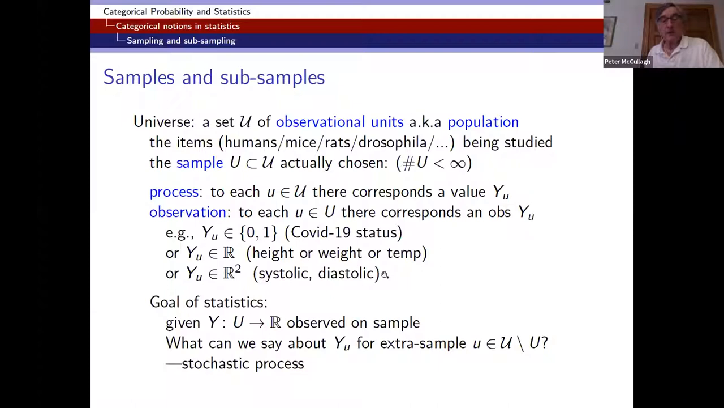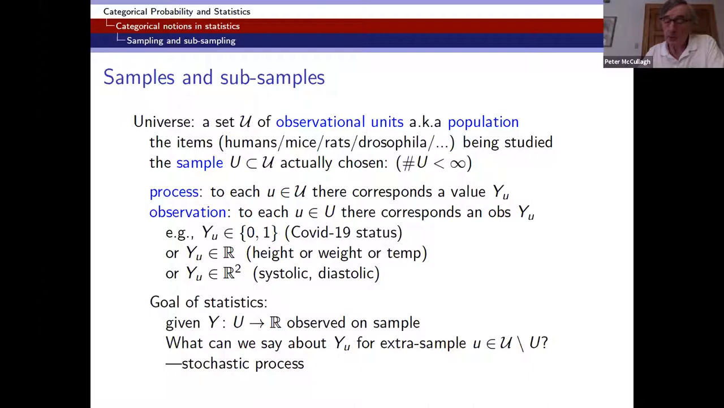So the goal of statistics in some sense is, given the observations on the sample, what can we say about the values of the process on extra sample units? And that does, I suppose, automatically lead you to the notion of a stochastic process. So implicitly there is going to be some sort of process, and I will, at least for the first example, take it to be an exchangeable process. That means, in practice, that there are no covariates that are available to distinguish the distribution of the response from one individual to another. So there are no males and females, for example, in the population. They're all considered to be of the same distribution.